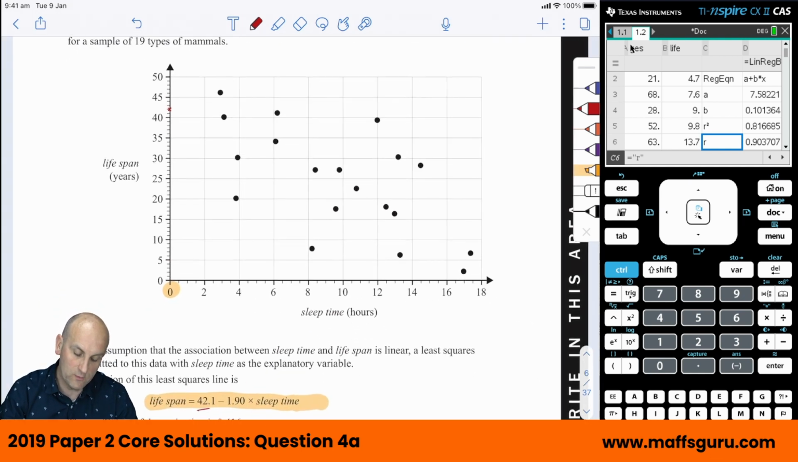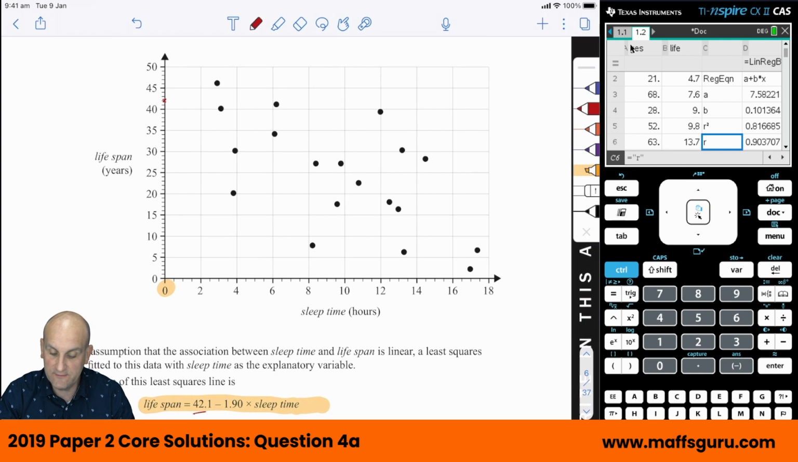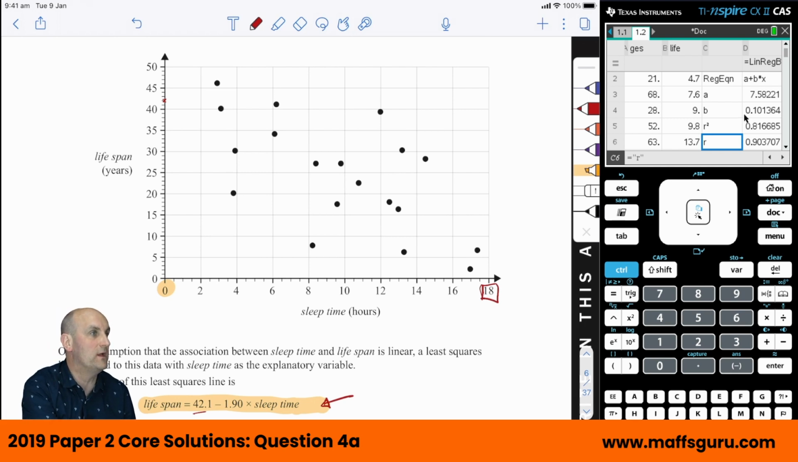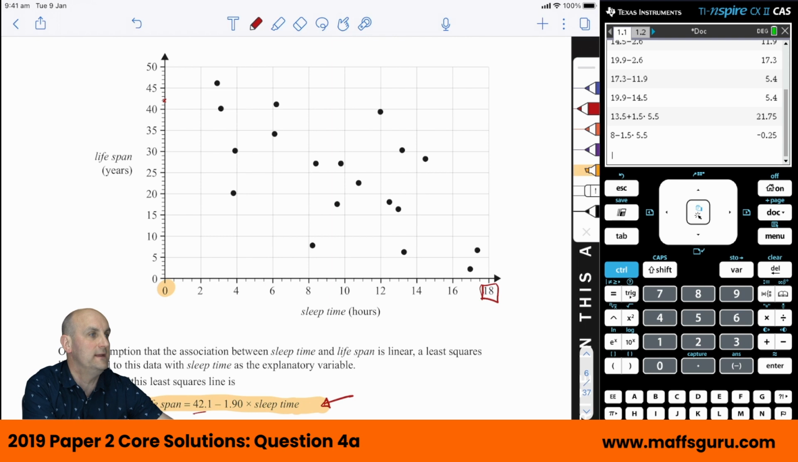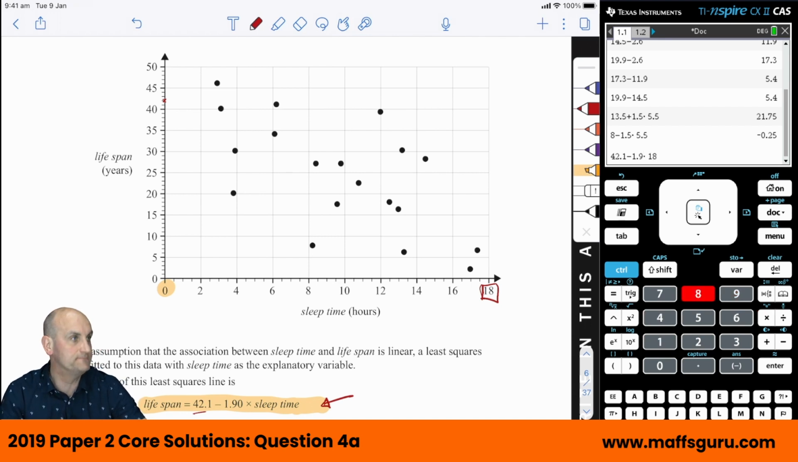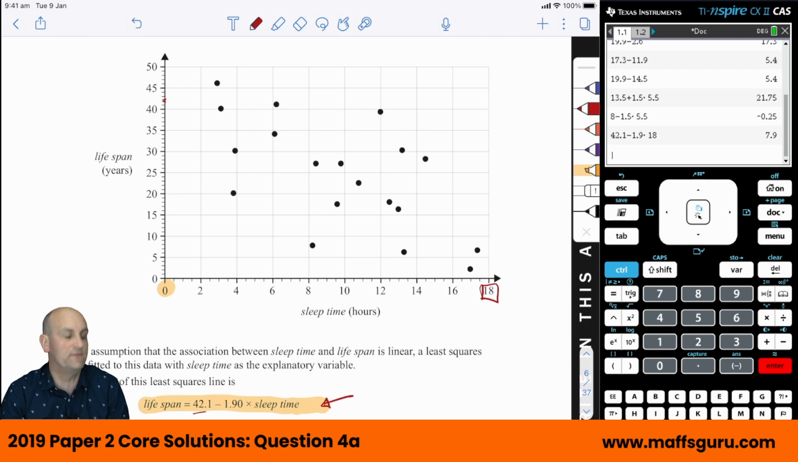Where's another one that we will absolutely know? Well, they give us 18 here as the highest value in sleep time, and we can put that into my equation to actually get another coordinate position. So if I go back to my calculator screen and I do 42.1 minus 1.9 times 18, because that's my sleep time, that's going to give me a coordinate of 7.9, so just about 8.